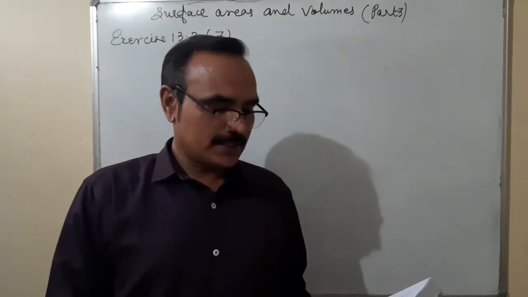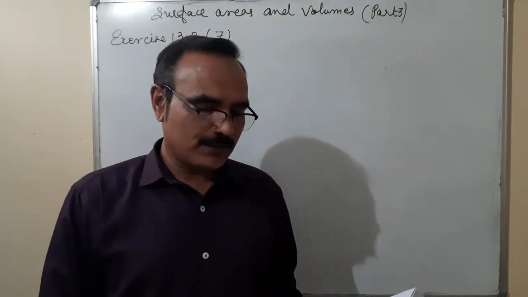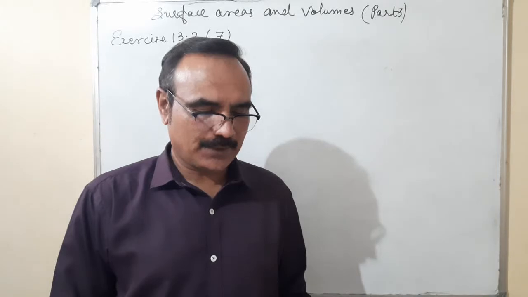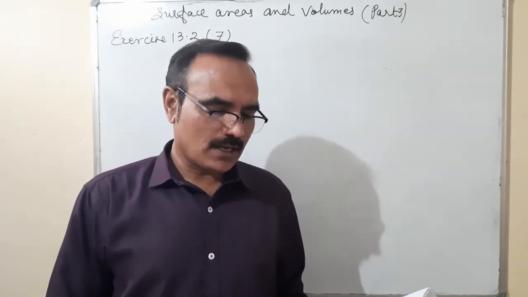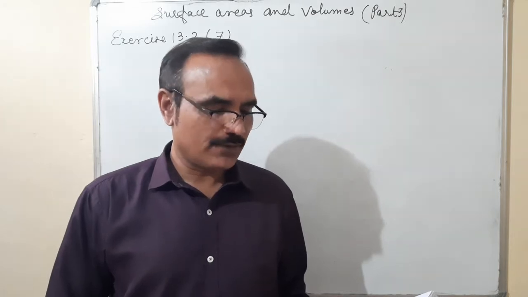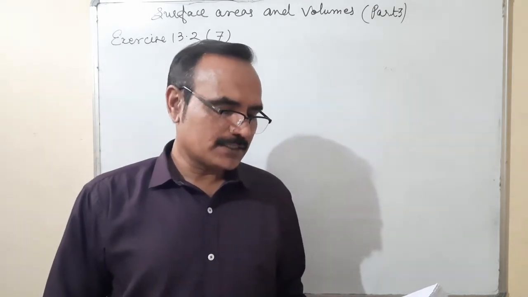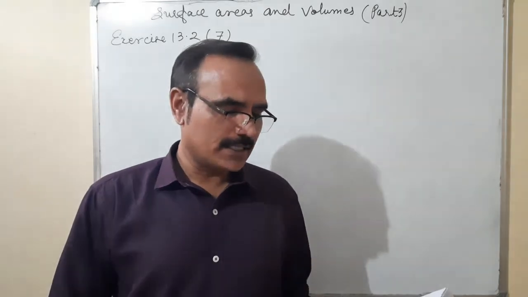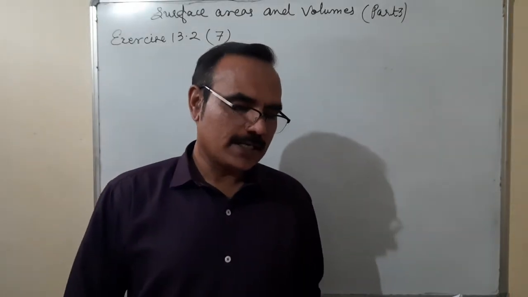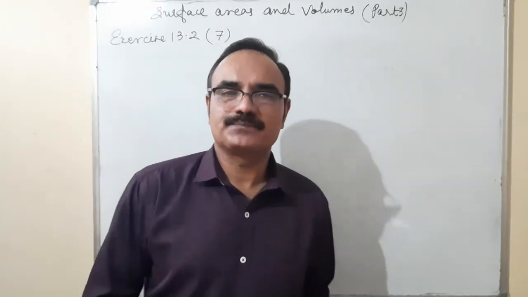A solid consisting of a right circular cone of height 120 centimeter and radius 60 centimeter, standing on a hemisphere of radius 60 centimeter, is placed upright in a right circular cylinder full of water, such that it touches the bottom. Find the volume of water left in the cylinder if the radius of the cylinder is 60 centimeter and its height is 180 centimeter.